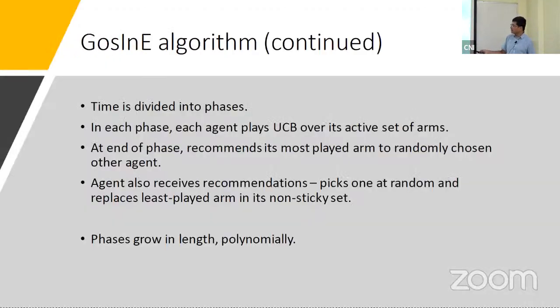So how does the algorithm work? We divide time into phases, and within a phase, each agent uses its favorite single agent algorithm over its set of arms, which is both its sticky set and these 2 extra arms. Say, it plays UCB over all its arms. And at the end of the phase, it will just make one recommendation. It will recommend its most played arm to one randomly chosen agent. And it also receives recommendations. Because the choice is random, it may receive no recommendations, one recommendation, or many. If it receives many, it will just pick one recommendation at random. It will add that recommendation to its extra set, and it will throw away the least played arm from its extra set. And then these phases are going to grow longer, slowly.